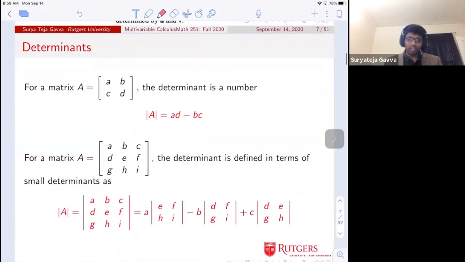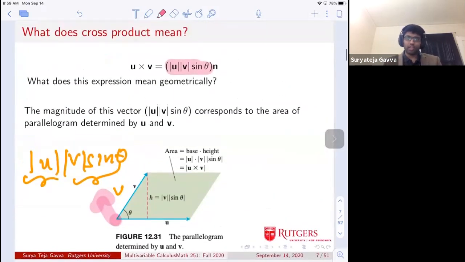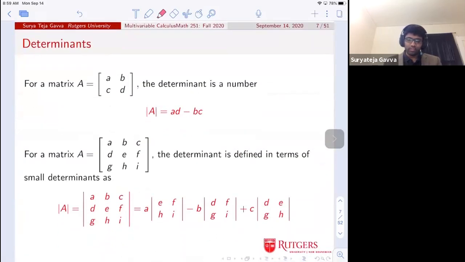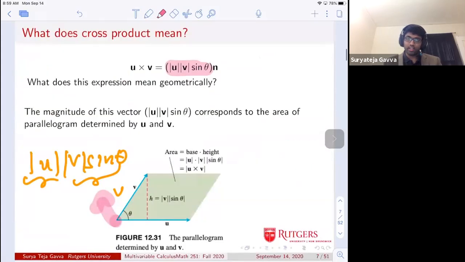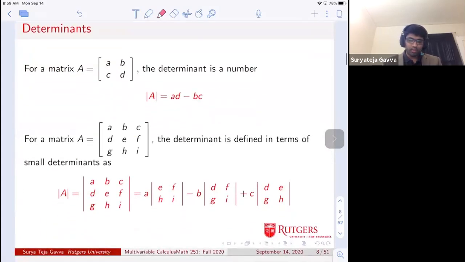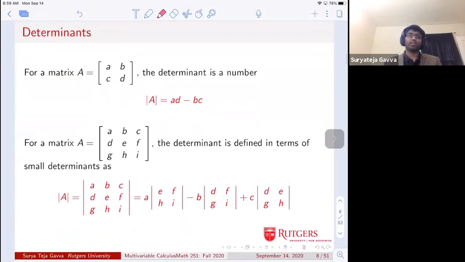Now we discussed the geometry of u cross v, but let's see how to compute it. I gave you the formula for the dot product in terms of the coordinates, but how do you compute the cross product? For that, we need some formulae. Have you guys seen determinants before? Anyone?